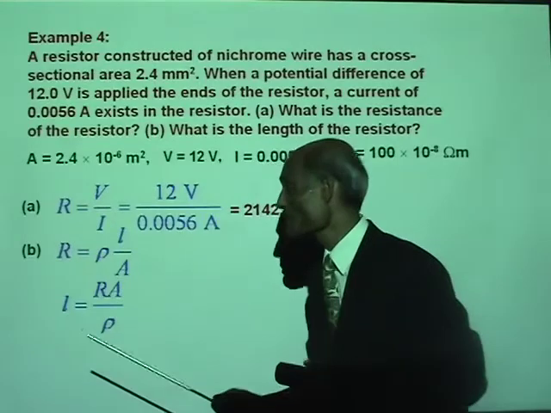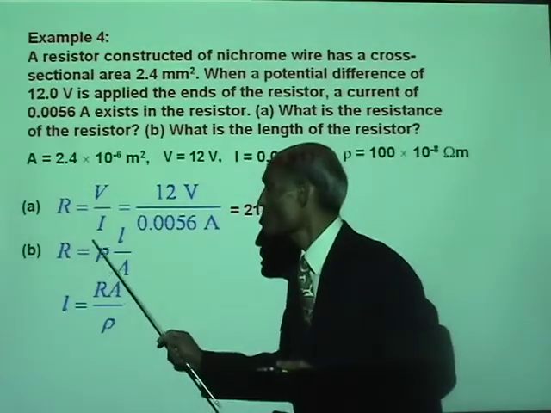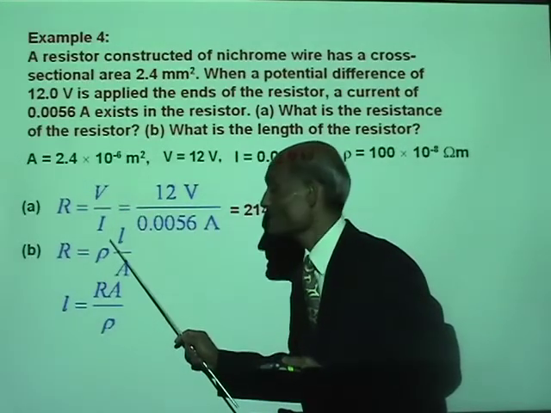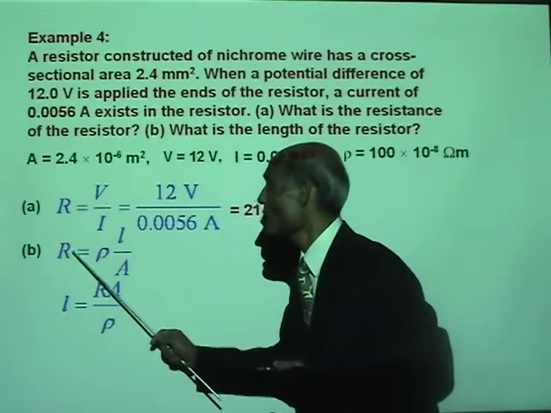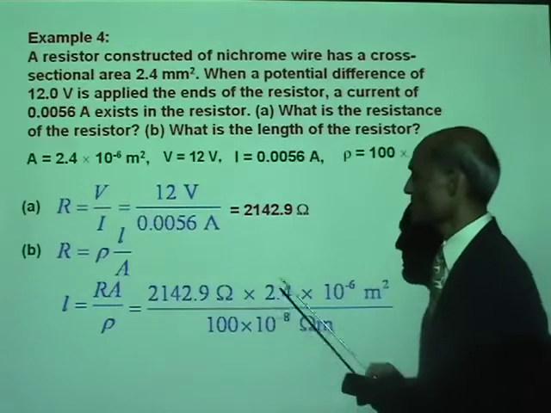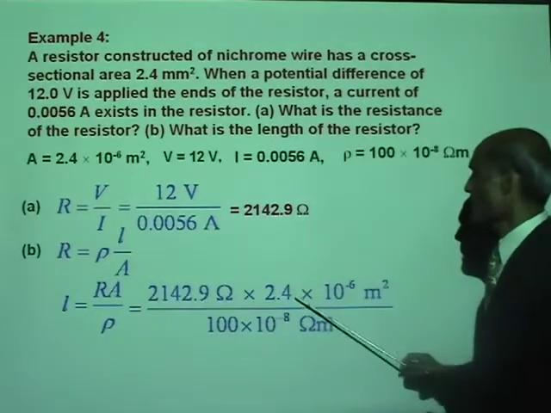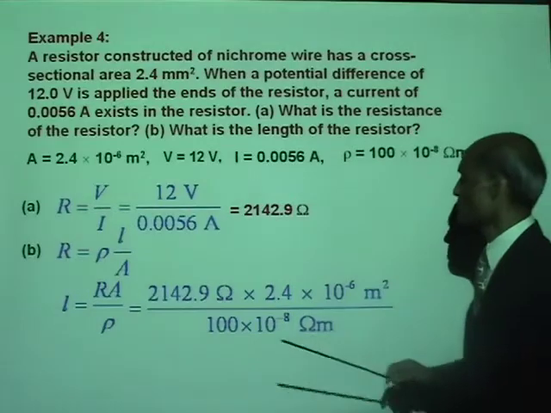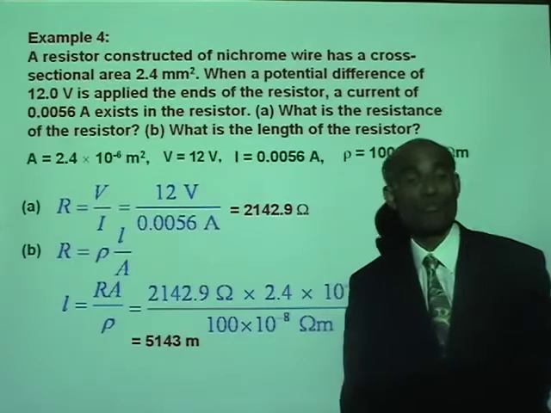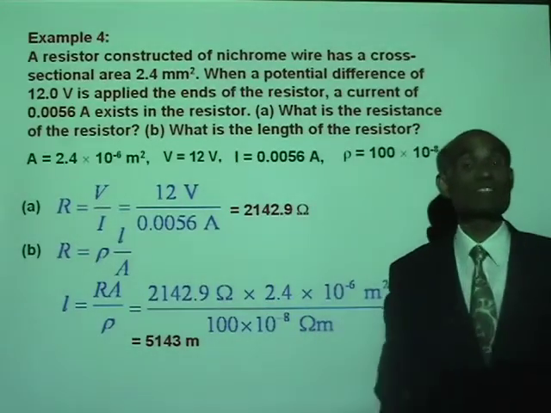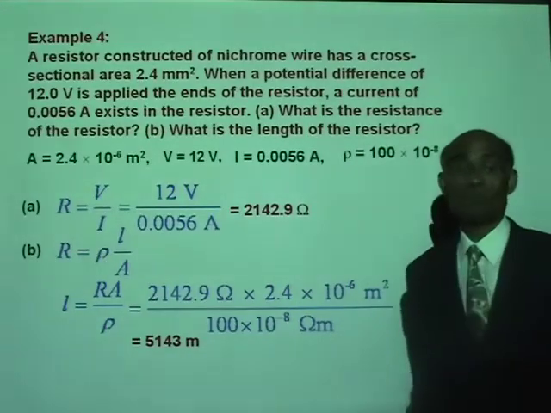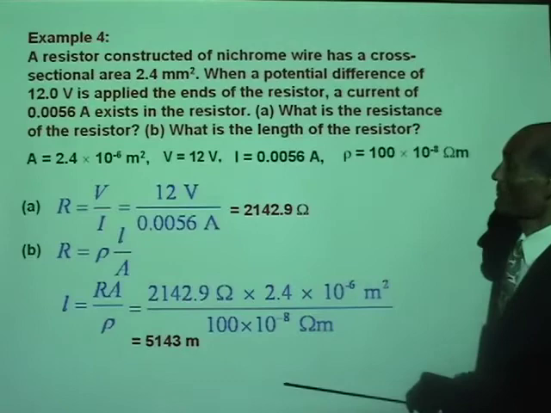You must learn to solve equations that quickly. If R equal to rho L over A, remember that rho belongs to the numerator. So L equal to R times A divided by rho. We know all those values. Put those values in there. Resistance we know. Area of cross section we know. Rho value you know. And that is 5,143 meter, the length of that wire. You can see its resistance is a very high value. And that means its length is very long.